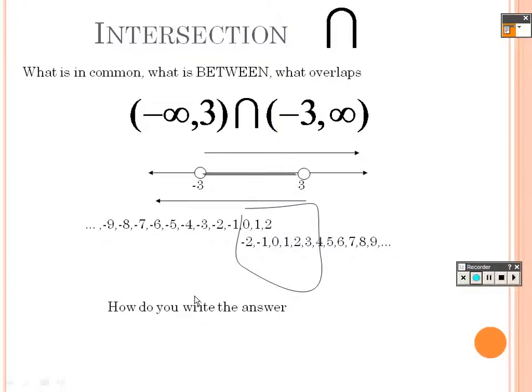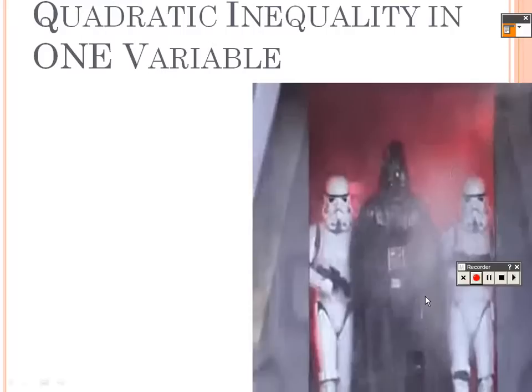So how do you rewrite that? Well, it doesn't touch, it's right at -3 and it's right at 3. It's where they both overlap each other, right? We have from -infinity the whole way to 3, and from -3 to infinity. So it overlaps in between there, and because they're open holes, they don't touch it. That's why it's those curved brackets right there.